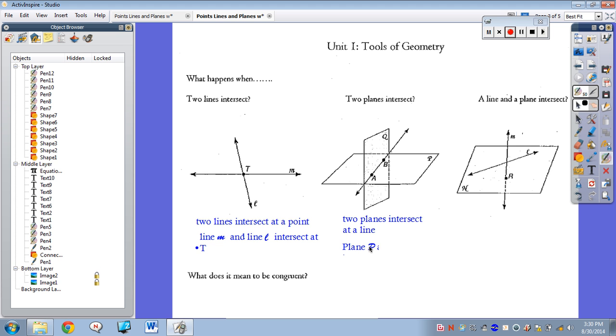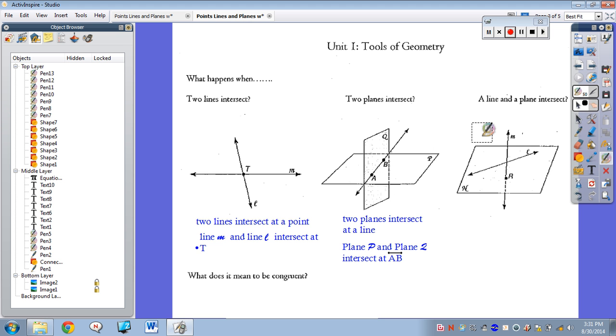So here, plane P, upper script P, and plane Q are intersecting at line AB. Since they forever go in each direction, this intersection part right here must forever go in each direction. So it must be a line that they intersect at.